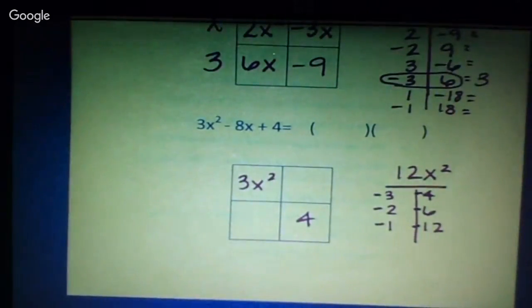So anytime you're doing factors and it's a positive, you have to look at that middle term. If your middle term is negative, your two factors are both negative. If your middle term is positive, your factors will be positive. 3 times 4, your 3x squared times 4. Your a times your c value. Yes, a times c.